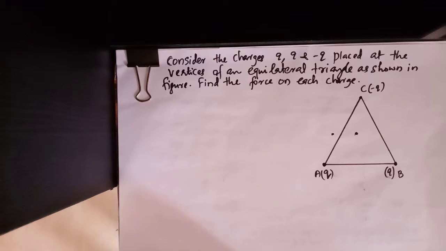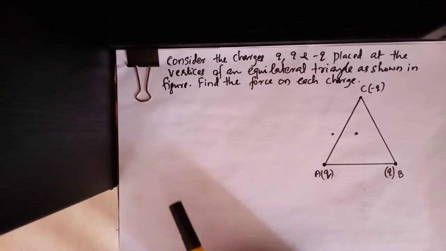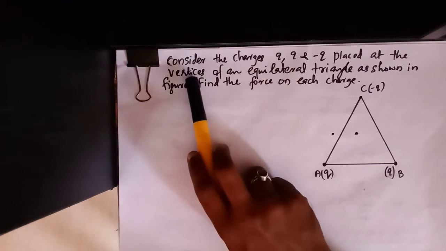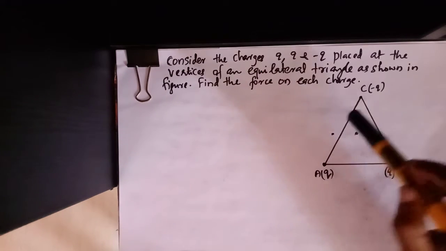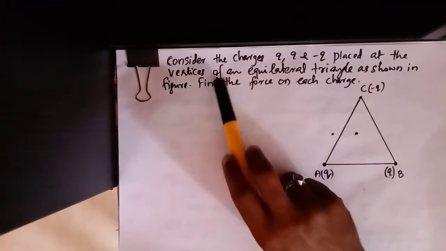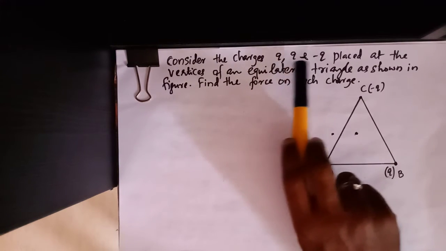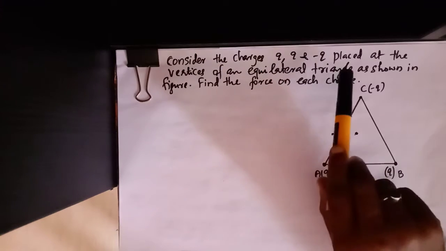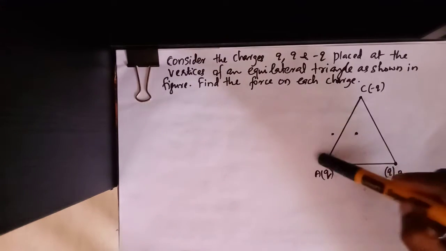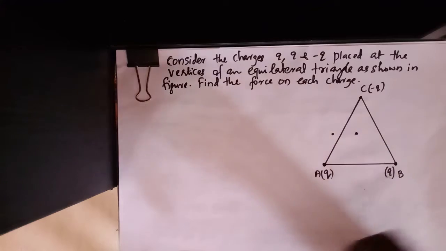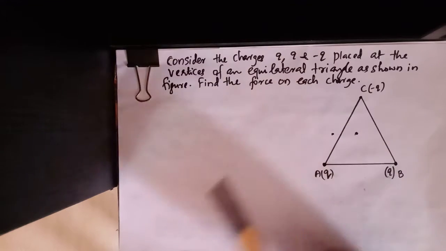Today we are with another problem in electrostatics. The question is: consider the charges Q, Q and minus Q. These two are positive and this is negative, placed at the vertices of an equilateral triangle as shown in the figure. Find the force on each charge.